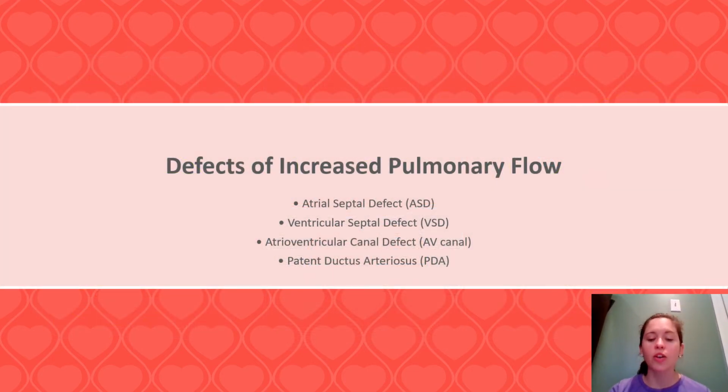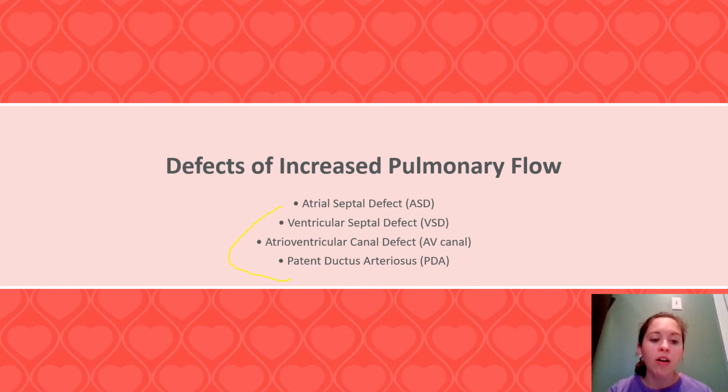Our first category is defects of increased pulmonary blood flow, and our 4 defects are listed below. And again, the category and the defects are named really nicely to help us understand what's going on and where we're affected. It's not like our drugs, which are named these crazy long names. Our category name and the type of defect really clue us into the problem.